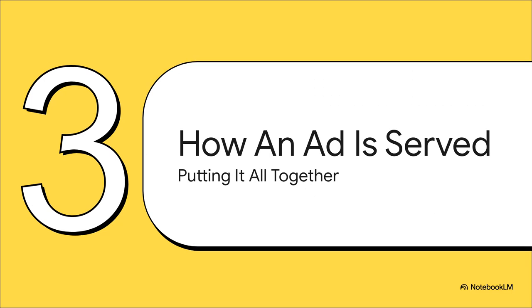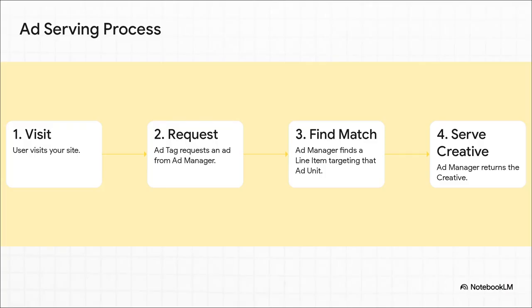Okay, so we've built all the individual pieces. We've got the space, we've got the deal, and we've got the ad itself. Now for the really cool part. Let's watch how all of this comes together in the fraction of a second it takes to actually serve an ad. It happens in 4 basically instantaneous steps. 1. A user lands on your website. 2. That ad tag we talked about immediately pings Ad Manager for an ad. 3. Ad Manager scans all the line items to find a perfect match for that specific ad unit. And 4, once it finds one, boom, it sends the right creative back to the user's browser.